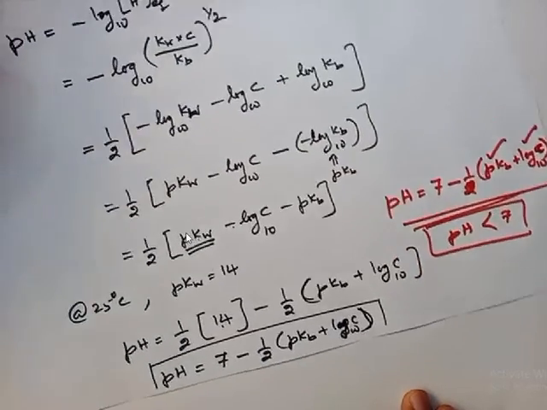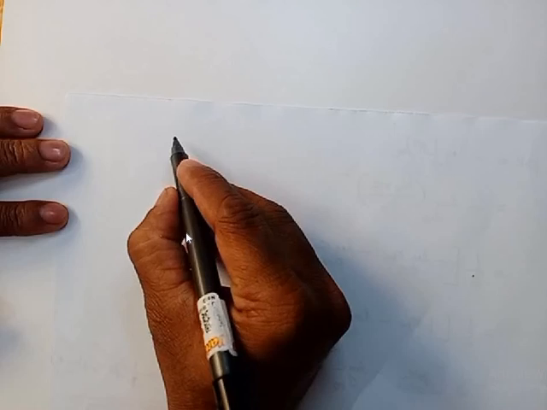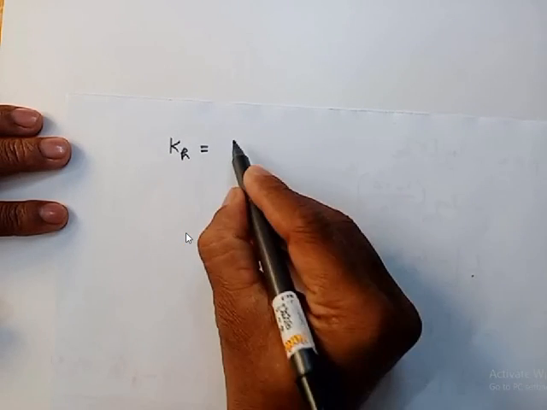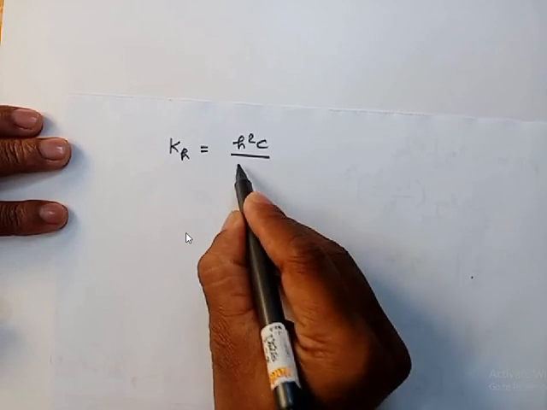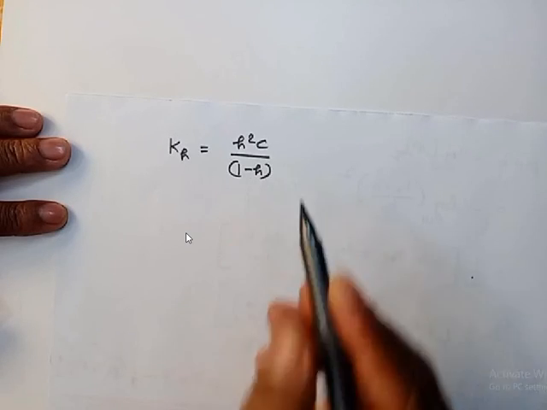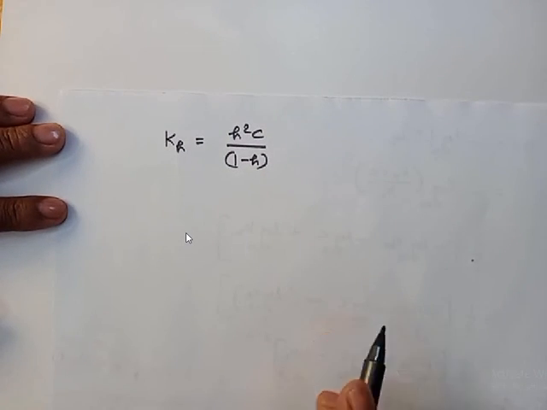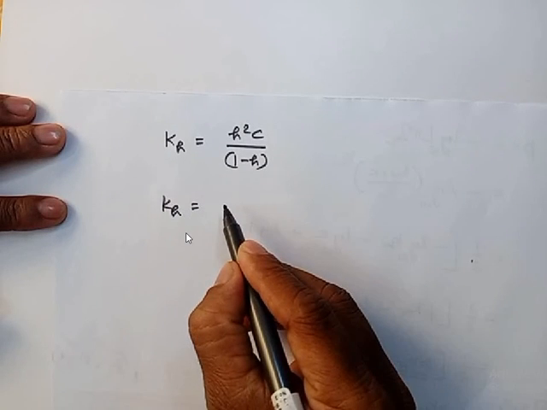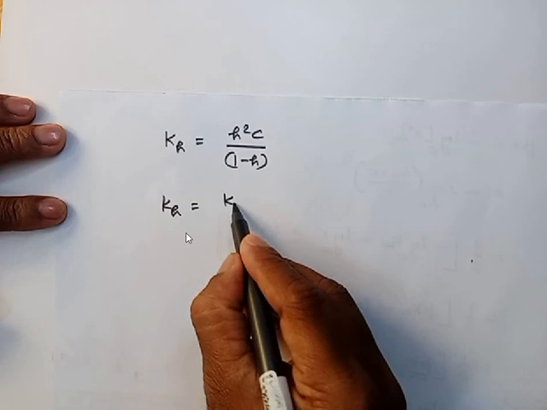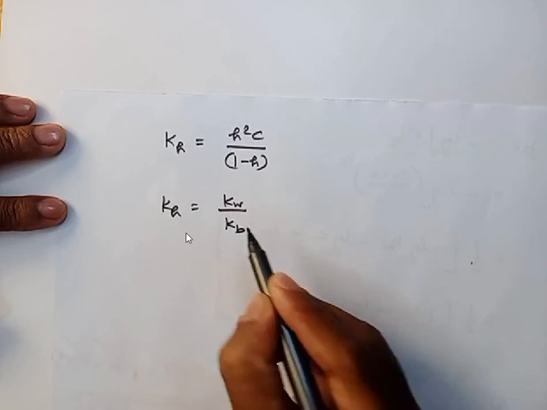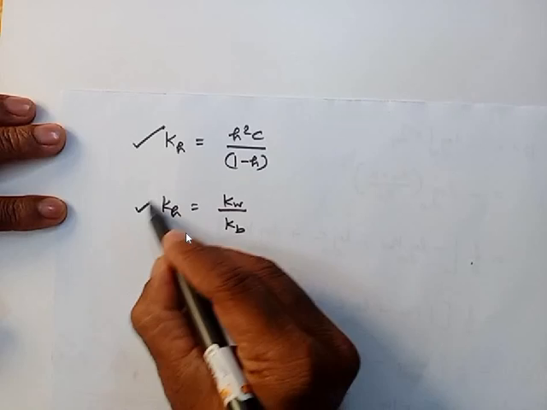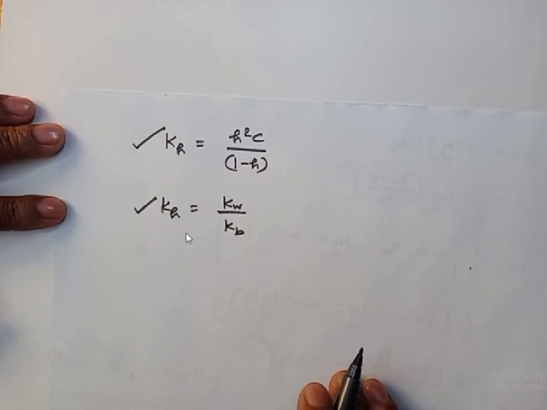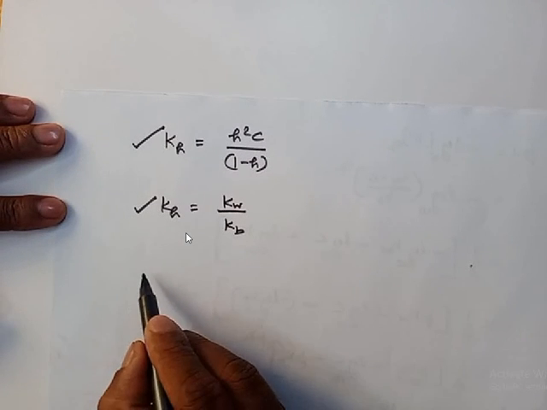So let me just rewrite everything, all the expressions. So what is the expression for Kh? Kh is equal to h square C by 1 minus h. This is the expression for Kh. You can also write Kh as Kw by Kb. You can write like this or you can write like this. Both are valid.